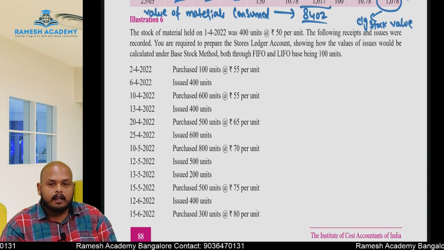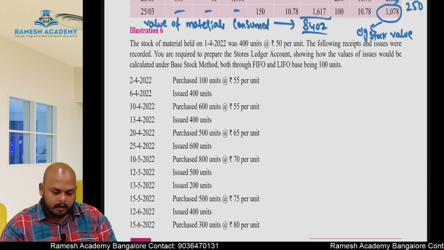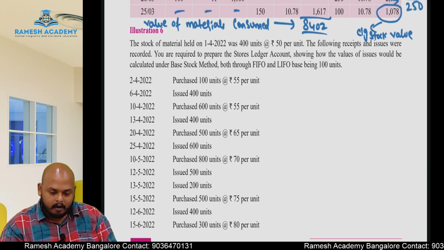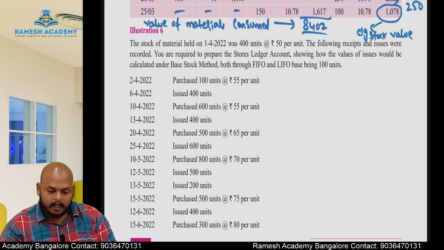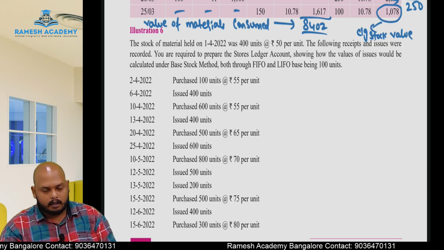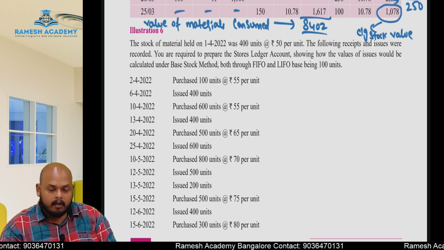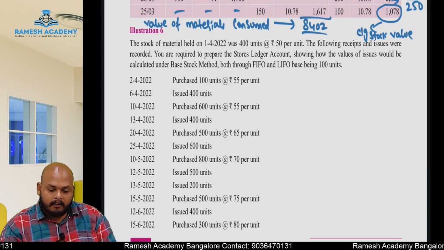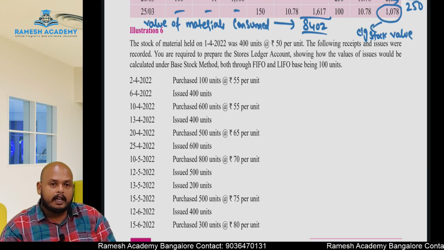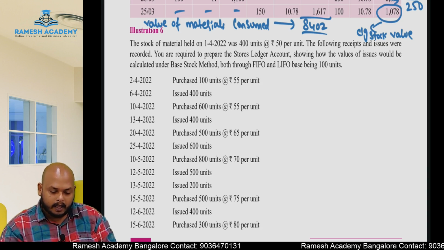Next, let us move on to illustration number 6. The stock of material held on 1st April 2022 was 400 units at the rate of 50 per unit. So how many units of stock did they give? 400 units. What is the price per unit? 50 per unit. The following receipts and issues were recorded.